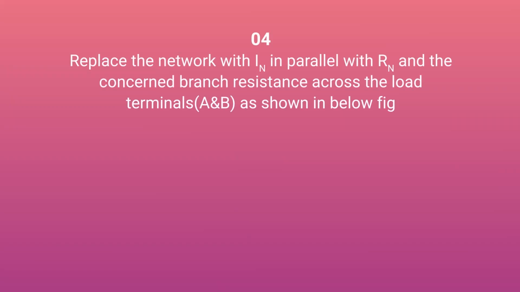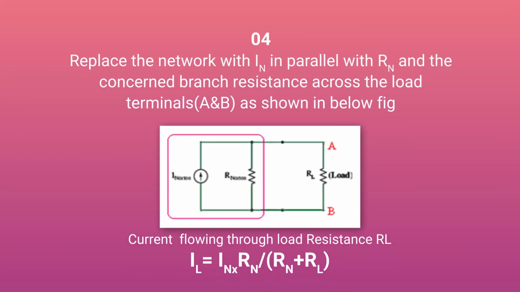So replace the network with IN. Here you can see, because you have calculated the Norton current, or you can say the short circuit current, in parallel with the Norton equivalent resistance. So you put this Norton resistance in parallel with the Norton current, and you connect the load resistance as shown in the figure. Now you have to calculate the current IL flowing through the load resistance, because this current IN is dividing in these two branches. One branch is this one, another branch is this one.